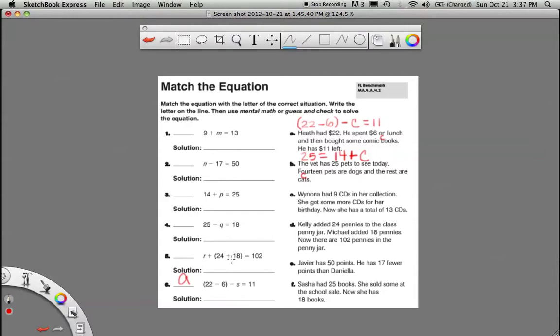And remember, they could use something besides C. They can use any variable they want. So here it is. 14 plus P they used equals 25. So B matches up with the equation for 3.